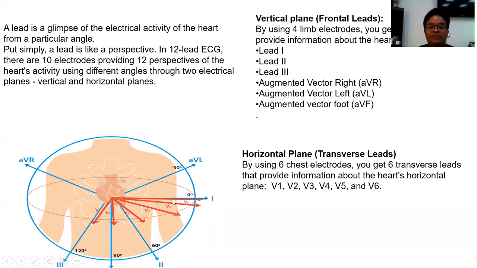Okay? Your vertical plane or your frontal leads, by using 4 limb electrodes, you get 6 frontal leads that provide information about the heart's vertical plane. Okay, and that's your lead 1, 2, 3, and your augmented vector leads, your AVR, AVL, and AVF. Now in the horizontal plane, that's where your precordial leads view, and that's your transverse leads, which are your 6 chest electrodes, okay, V1 through V6.